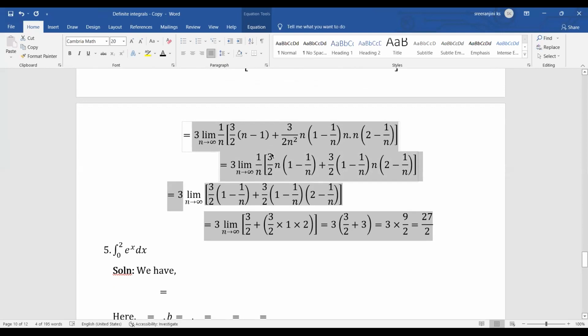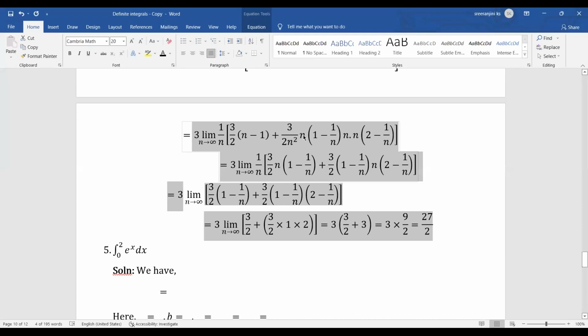So this is equal to 3 times limit n tends to infinity 1 by n, 3 by 2 into n minus 1 plus 3 by 2n square n into 1 minus 1 by n into 2 minus 1 by n, equal to 3 into limit n tends to infinity 1 by n. And from this n minus 1 also, I'm taking n outside. So it will be 3 by 2 into n into 1 minus 1 by n plus n square, n will get cancelled. 3 by 2. What remains is 1 minus 1 by n.